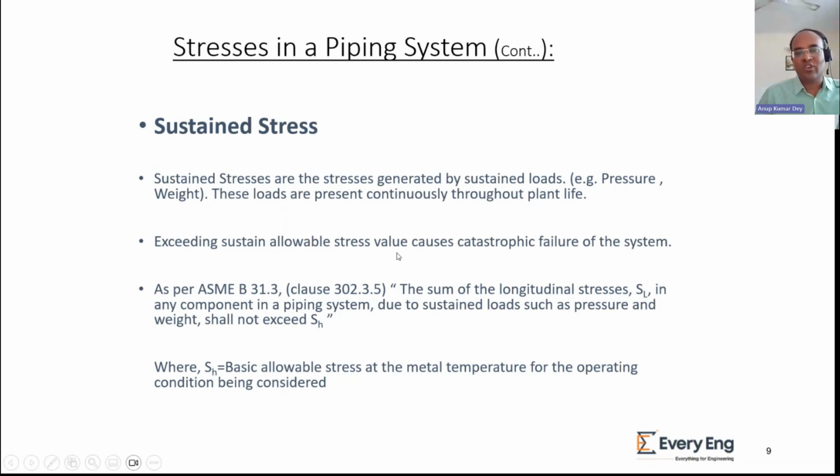As per B31.3 clause 302.3.5, the sum of longitudinal stresses SL in any component in a piping system due to sustained loads such as pressure and weight shall not exceed SH. So for sustained stress, the total summation of all stresses generated by weight as well as pressure, we have to limit below a term called SH. What does SH mean? SH means basic allowable stress at the metal temperature for the operating condition being considered. So at hot temperature or maximum metal temperature, what is the value of the stress? We have to limit our sustained stress below that value. That is the code allowable as per ASME B31.3.